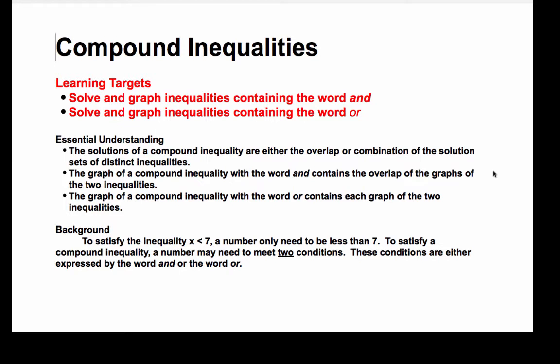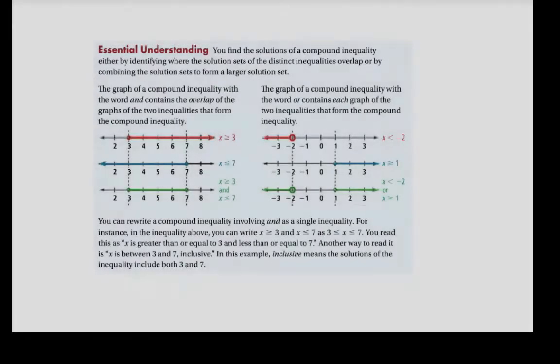Background: to satisfy the inequality x is less than 7, a number only needs to be less than 7. To satisfy a compound inequality, a number may need to meet two conditions. These conditions are either expressed by the word and or the word or. So we find the solutions of a compound inequality by either identifying where the solution sets of the distinct inequalities overlap, or by combining the solution sets to form a larger solution set.